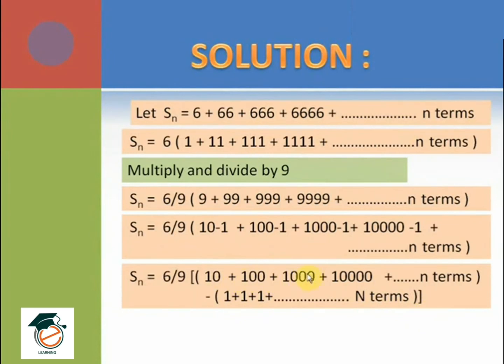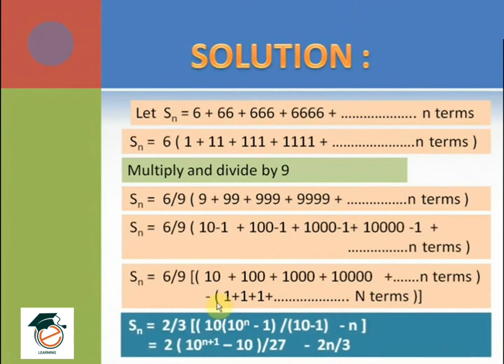Now 10 plus 100 plus 1000 plus 10,000 and so on is a geometric progression. We see that the common ratio here is equal to 10 and the first term here is equal to 10. So we can write this as, now 6 by 9 is nothing but equal to 2 by 3. So Sn would be equal to 2 by 3 into, we use the formula that we have just studied, that is the sum of n terms of a GP, and get 10 into (10 to the power of n minus 1) divided by 10 minus 1, minus n. This becomes minus n.